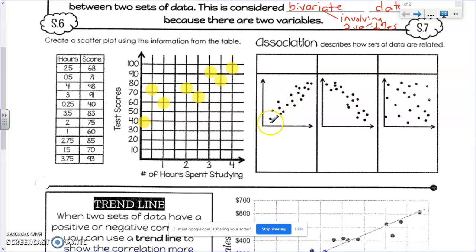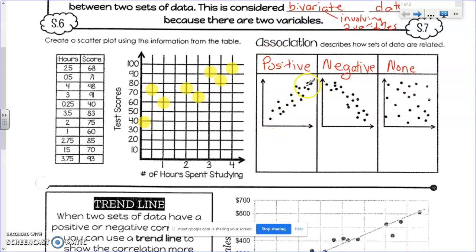If you notice here, these are all clustered going up to the right. So we say they have a positive association. These are going to the left, so that is a negative association. Sometimes you'll see the word correlation instead of association. Here, they really are everywhere. There's no particular way, so this would be no correlation or association.